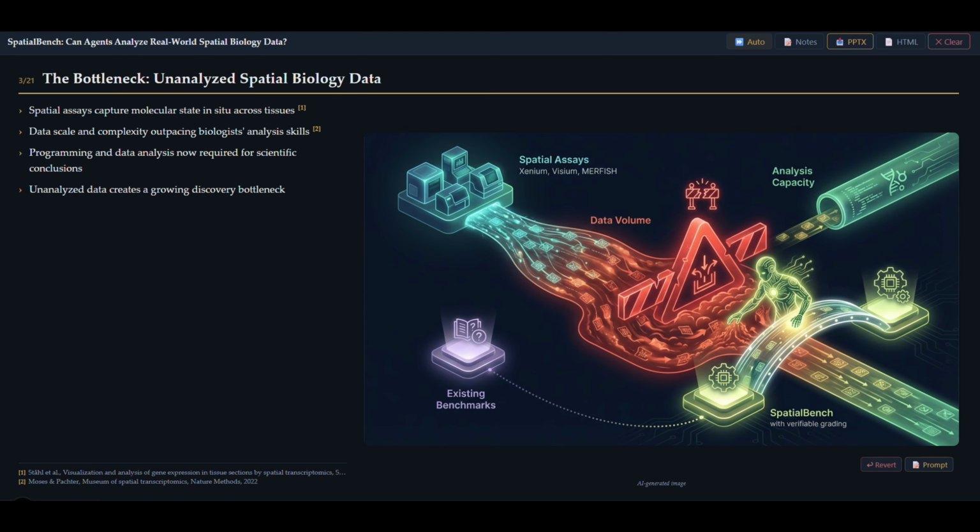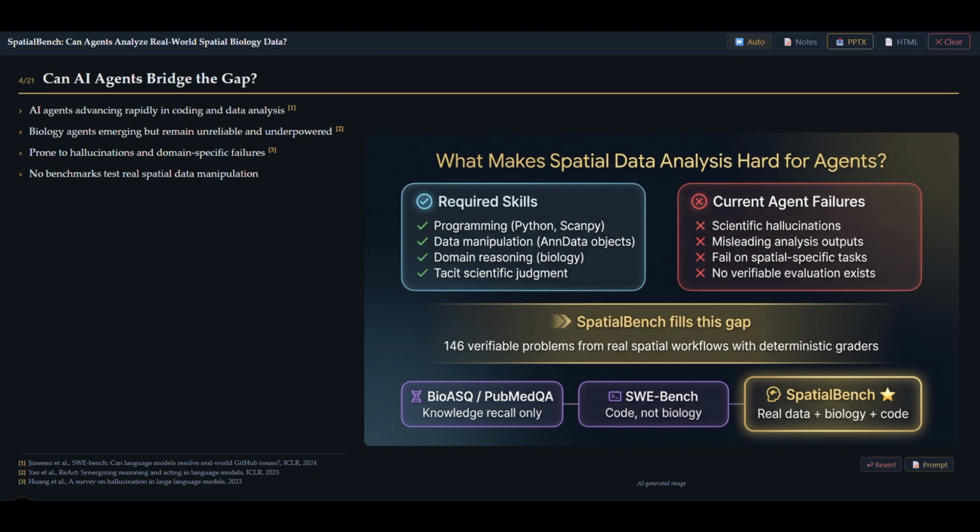Spatial transcriptomics assays like Xenium, Visium, and MERFISH capture molecular state directly within tissue, but the raw outputs are growing in scale and complexity far faster than biologists can analyze them. This creates a discovery bottleneck. AI agents promise to bridge this gap, but existing benchmarks test biological knowledge rather than practical data interaction. SpatialBench is designed to fill exactly this gap.